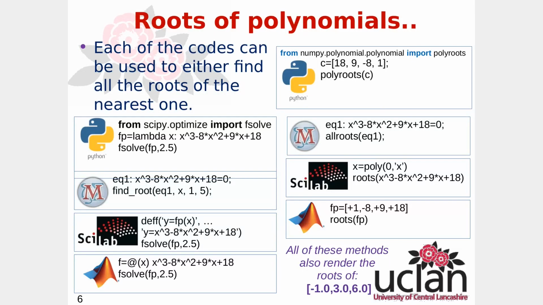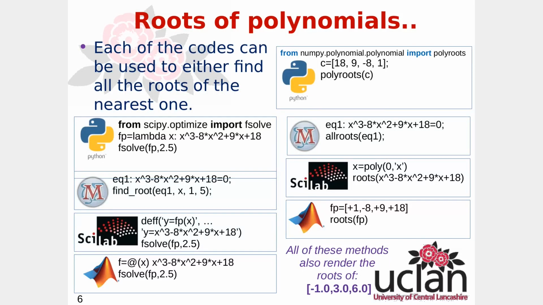So a little bit more on the roots of polynomials. Each of the codes can be used to find the roots, all the roots of the polynomial and the nearest one. So from SciPy we have optimize and import fsolve. We could say fp is the lambda, the functional polynomial, and this is the exact polynomial, and then we could just ask fsolve to find a root near to the root nearest to 2.5.